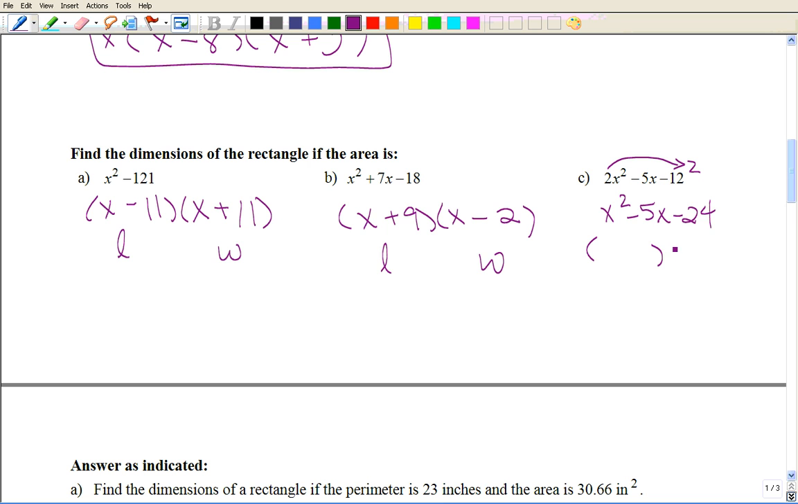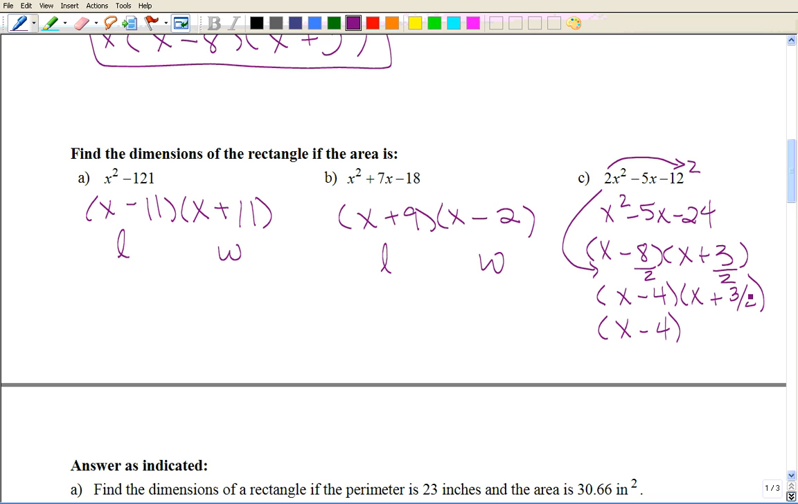And what multiplies to negative 24 but adds to negative 5? Well, that's negative 8 and positive 3. So I need to slide the 2 back in here. So we have x minus 4 times x plus 3 halves. But to get rid of my fraction here, I'm going to multiply both parts of the second binomial by 2. So I'll get 2x plus 3. And that's my answer. One of them can be length, one of them width.